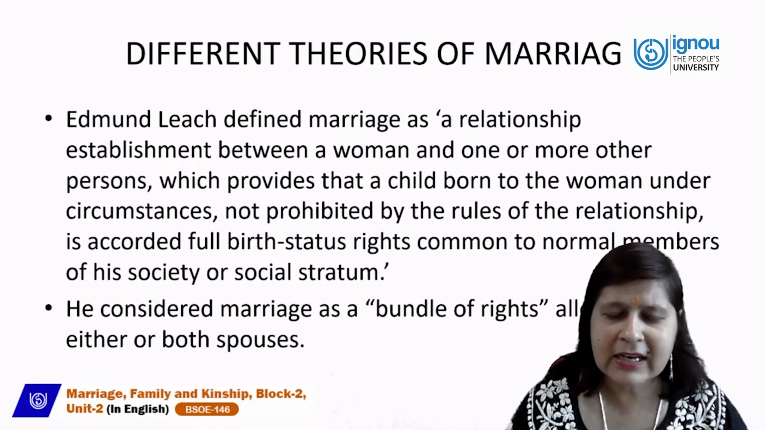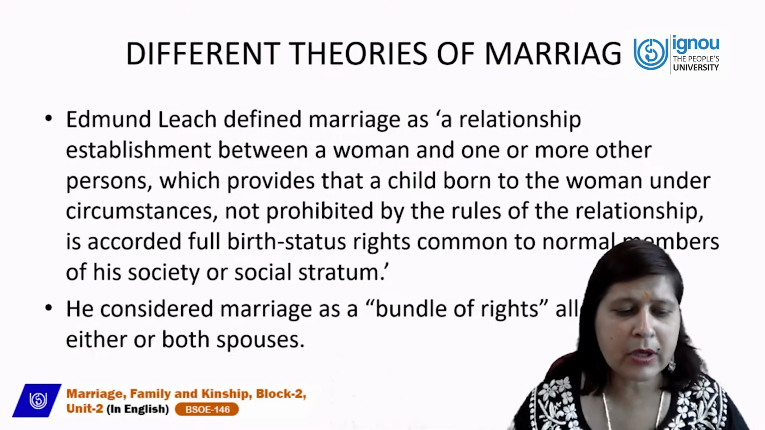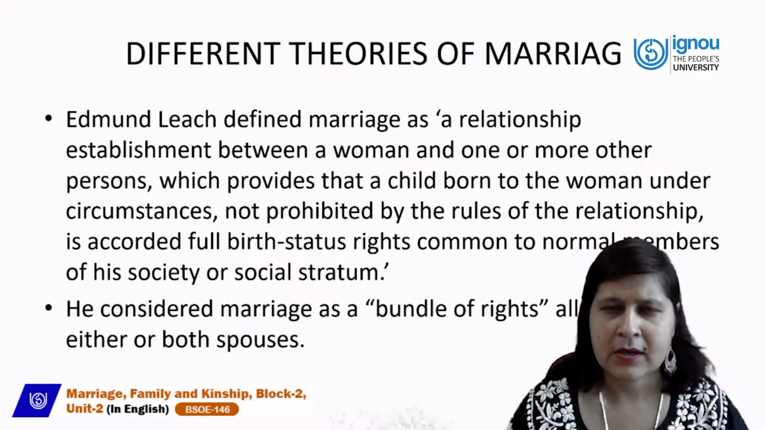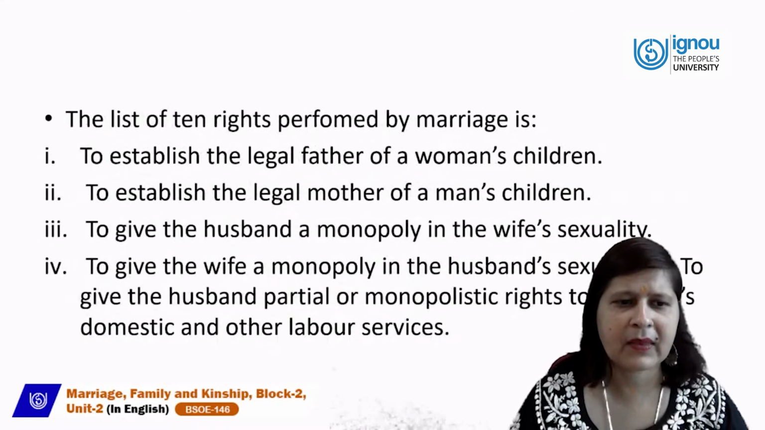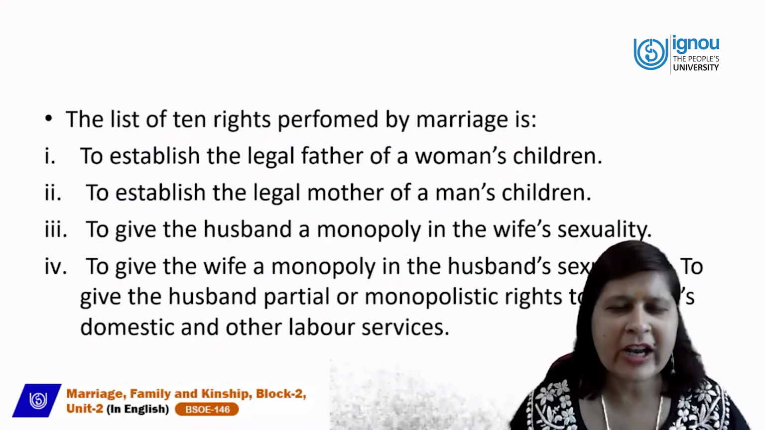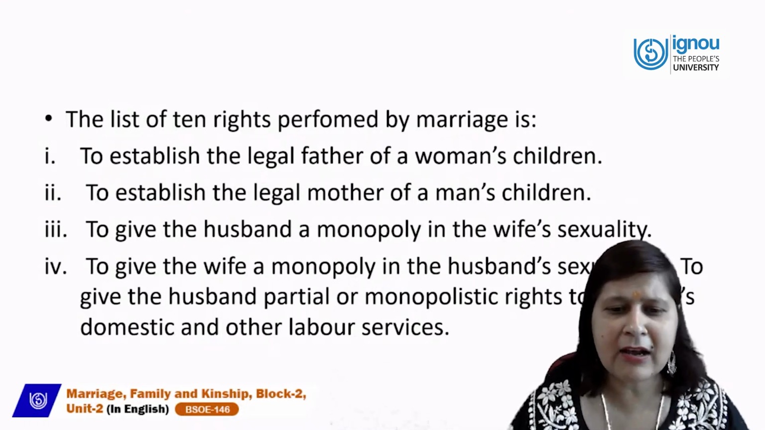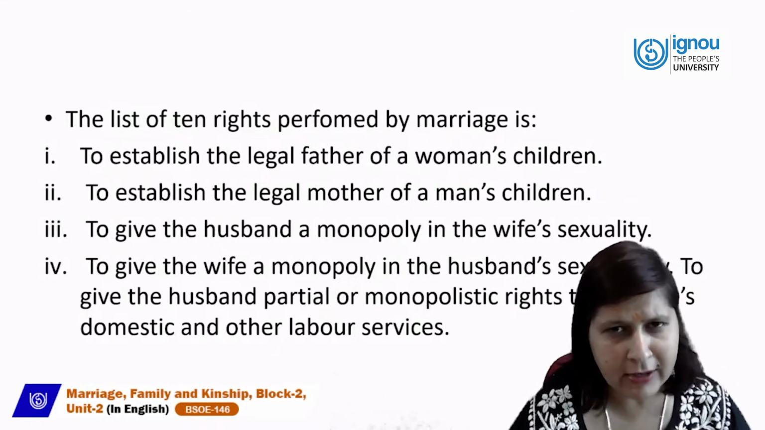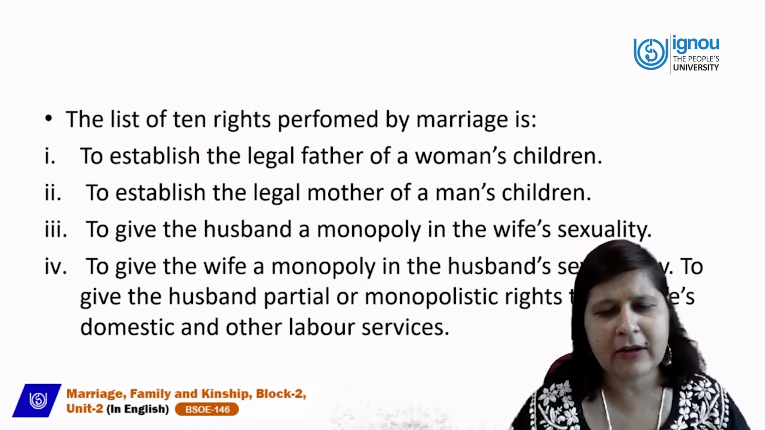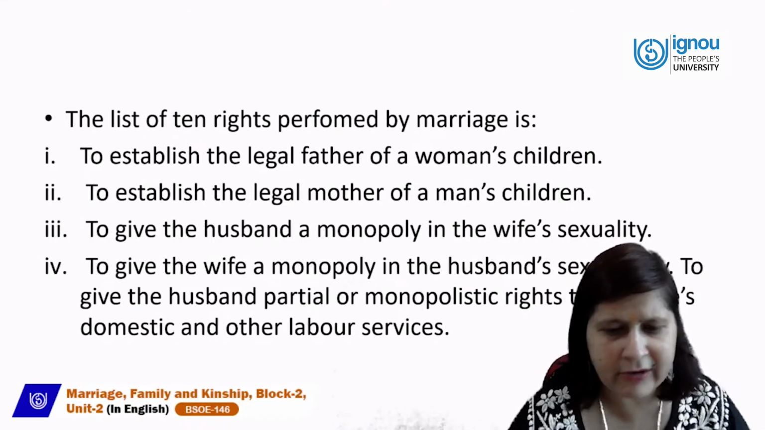He considered marriage as a bundle of rights allocated to either or both spouses. The list of 10 rights performed by marriage, according to Edmund Leach, is: first, to establish the legal father of a woman's children; second, to establish the legal mother of the man's children, so it legitimizes the children.